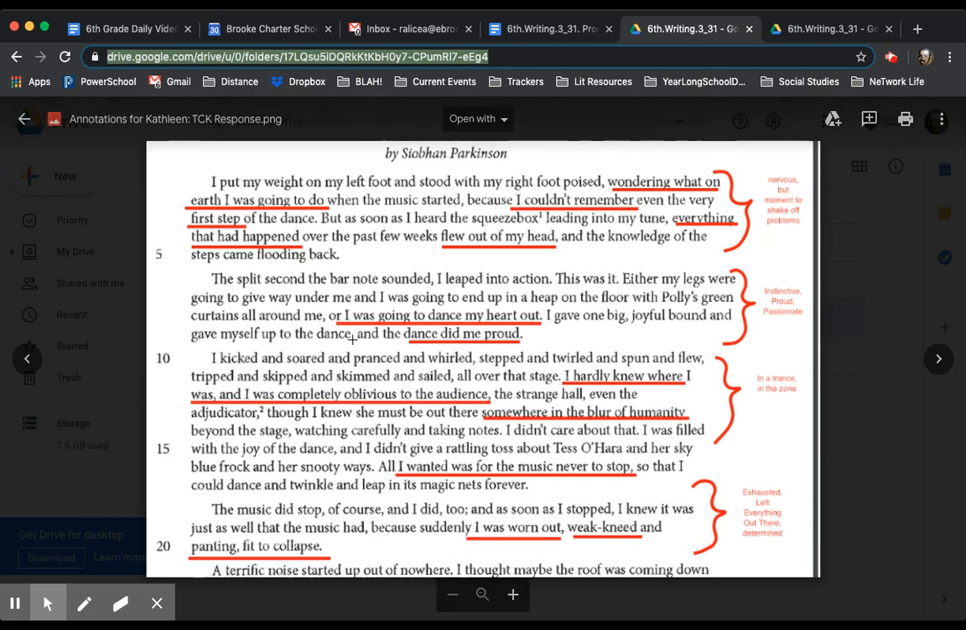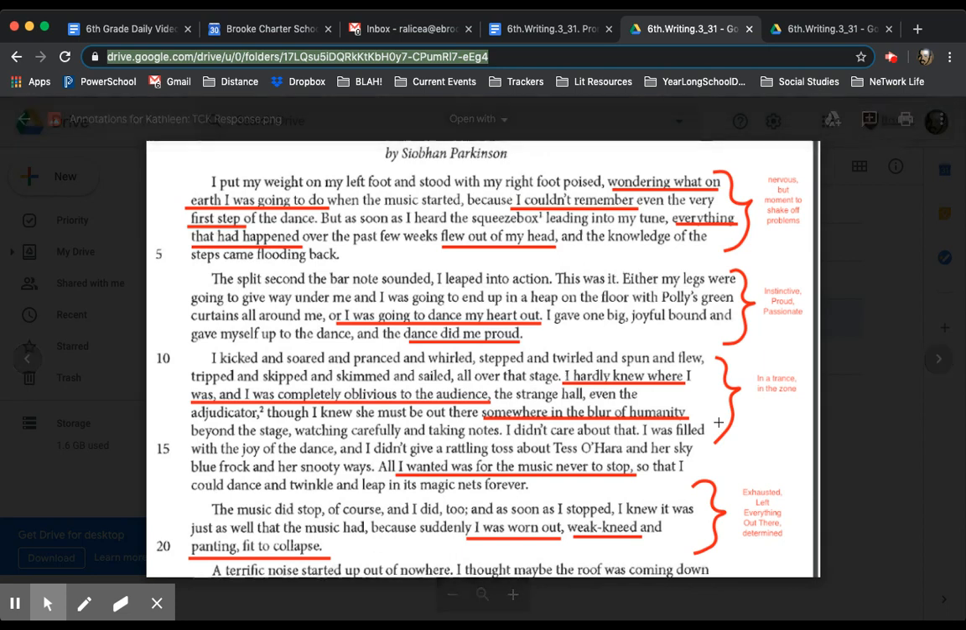Second paragraph. "I was going to dance my heart out. Dance did me proud." Again, this shows someone who's a bit instinctive, whereas before she was nervous, her instincts eventually kick in and she's ready to dance her heart out. She's proud and she's definitely passionate about dancing.